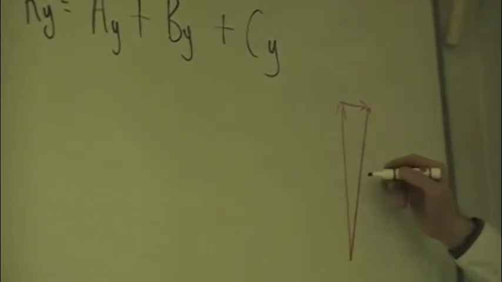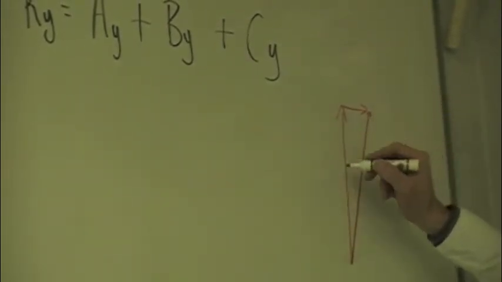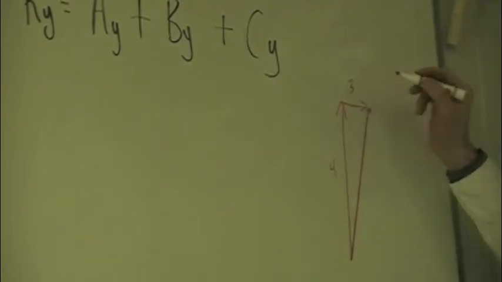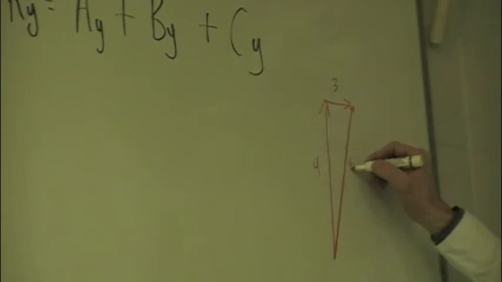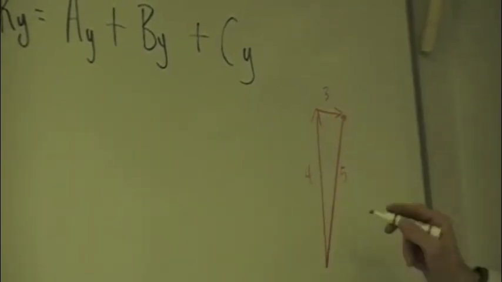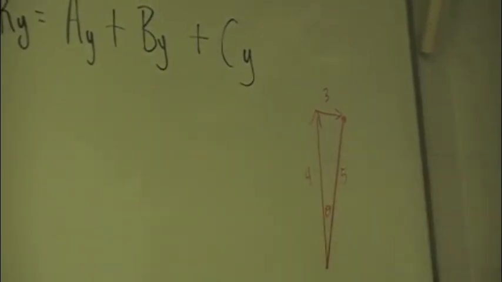Yes. And if we go real simple, let's say this was 4 and this was 3, because we know 3, 4, 5 triangles. Then you'd actually be going 5 meters per second, and then you'd have to use trig to find that angle.